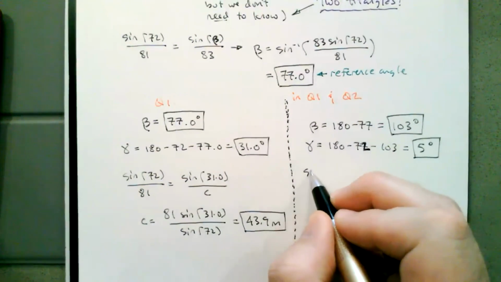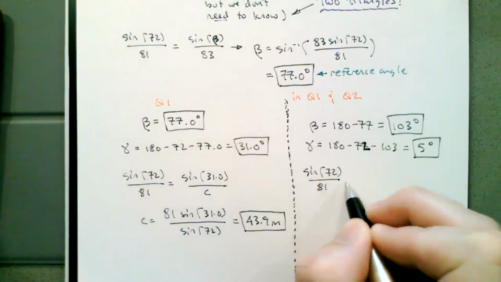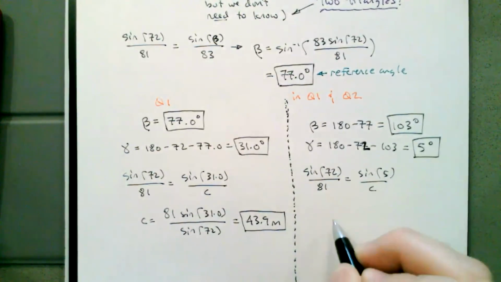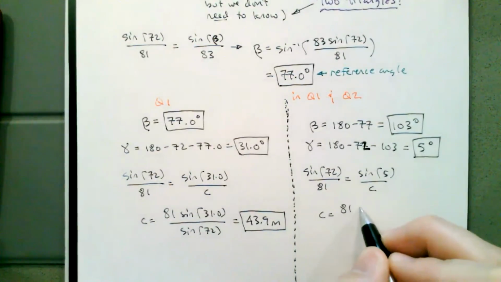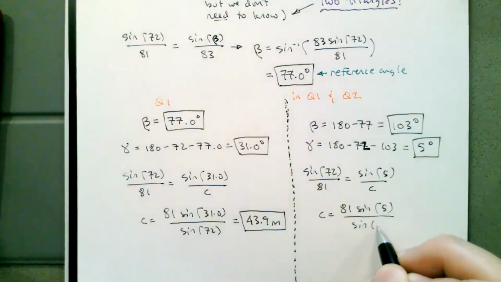We have the sine of 72, still a triangle, over 81 is equal to the sine of 5 over C. So C is 81 sine of 5 divided by the sine of 72.